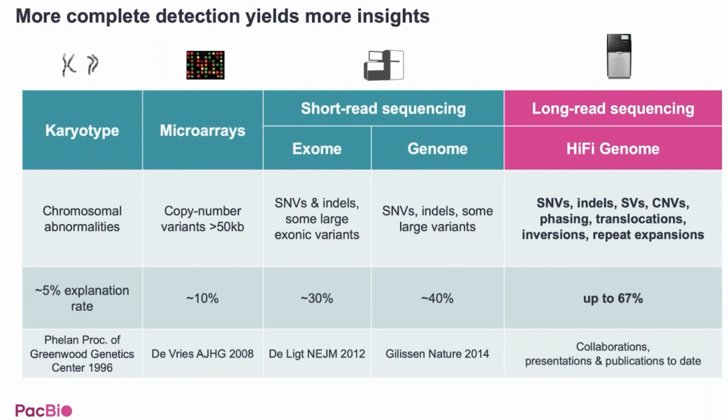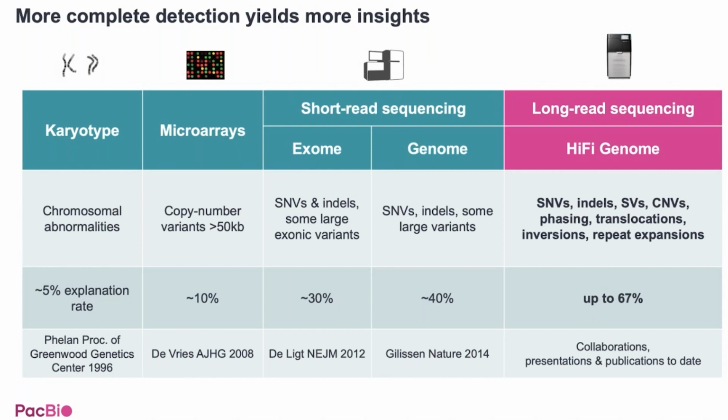And why do we care about picking those up? One way of thinking about that is in what type of variants we can detect when analyzing a human genome. Back in the day, we used to use karyotyping for finding chromosomal abnormalities, where we could explain about 5% of disease. That got better as time went on. We used microarrays where we could get copy number variants, maybe explaining about 10%. Then we had the advent of the exome and short read sequencing. So we went from maybe 10% to a 30% explanation rate, where we could detect single nucleotide variants, indels, and some large exonic variants.